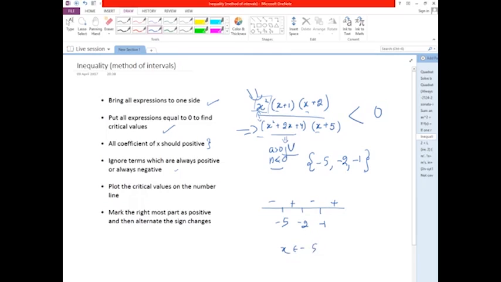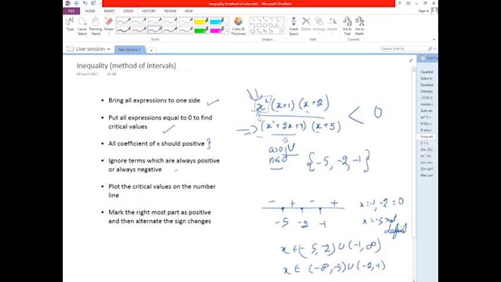So x element of minus 5 to minus 2, union minus 1 to infinity: in these areas, this expression will be positive. And x element of minus infinity to minus 5, union minus 2 to minus 1: in these areas it will be negative. It will be equal to 0 at the critical values if the expression which got you that critical value is in the numerator. If it's in the denominator, it won't be defined. So for this function, it will be equal to 0 at x equal to minus 1 and minus 2. At x equal to minus 5, it is not defined. So bear that in mind.